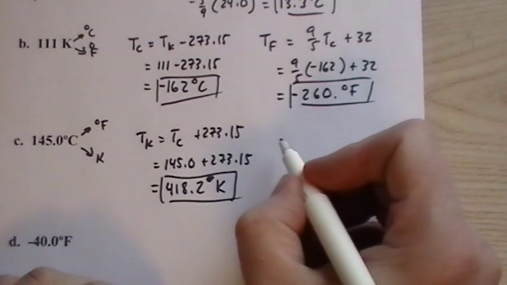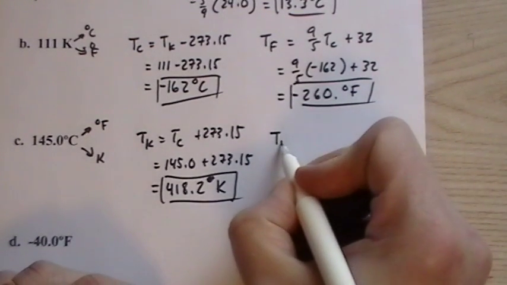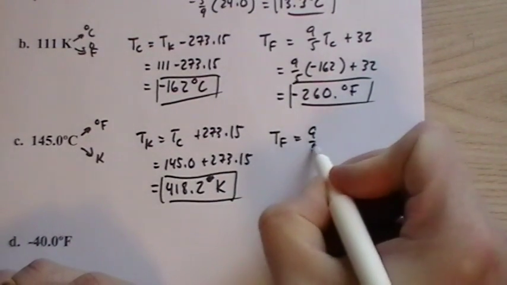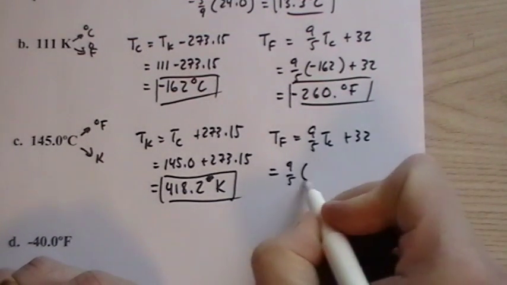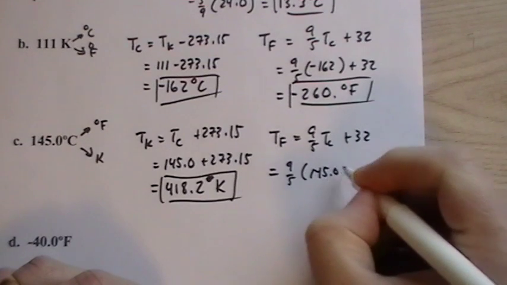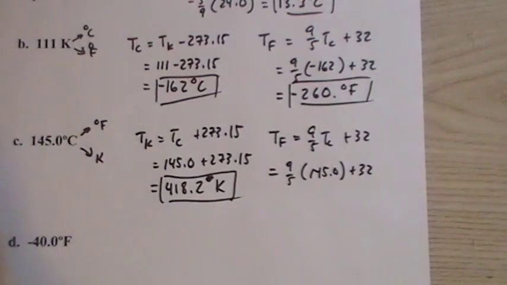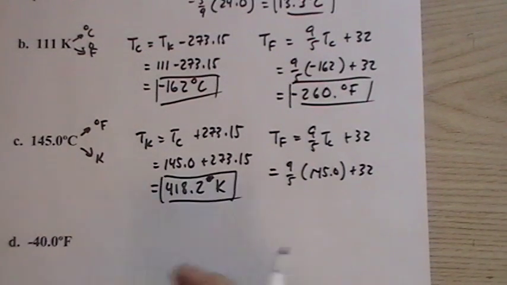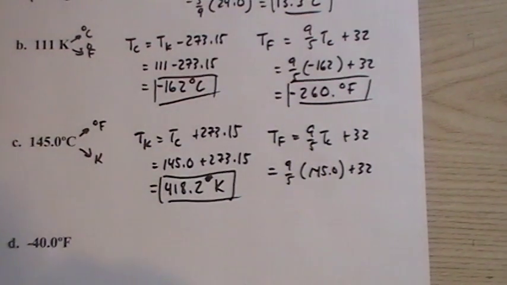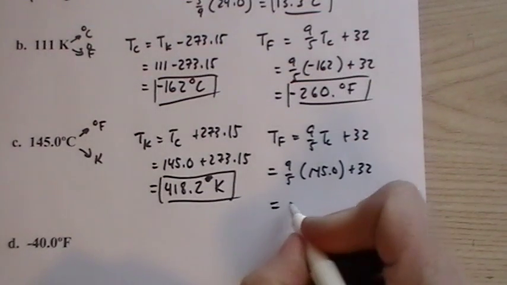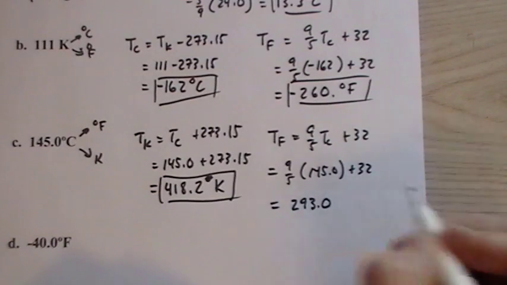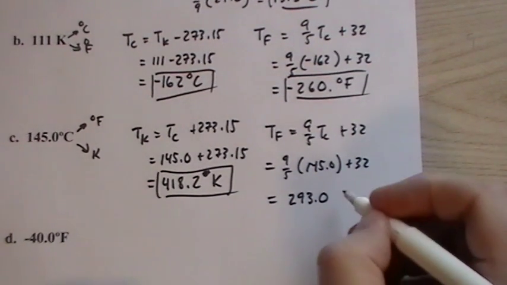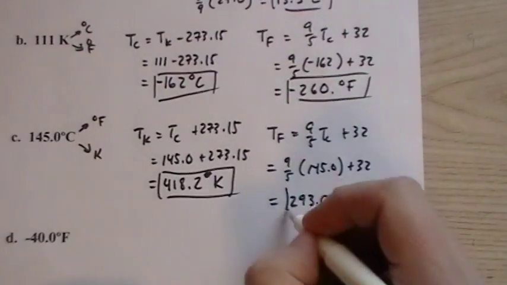And then, what do we have to do? We got to go to Fahrenheit here, so we have this again. So this is 9/5 times 145.0 plus 32. So 145 times 9 divided by 5, and then plus 32. So this is going to be 293.0 because we go out to the tenths place. So this would be degrees Fahrenheit.